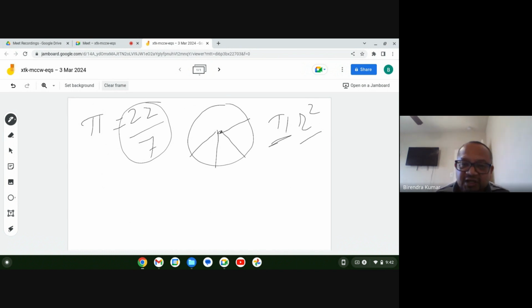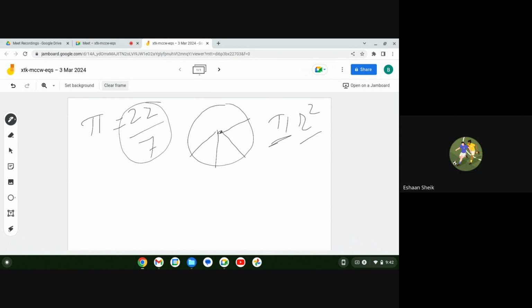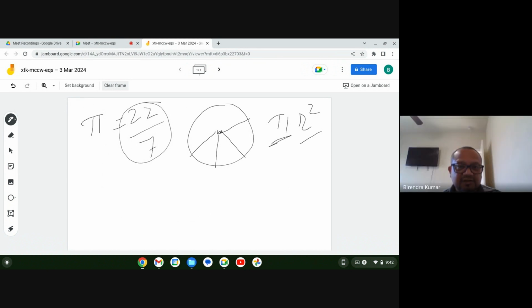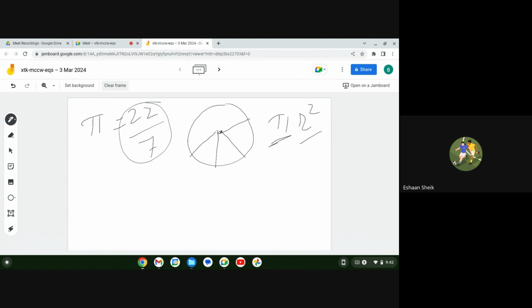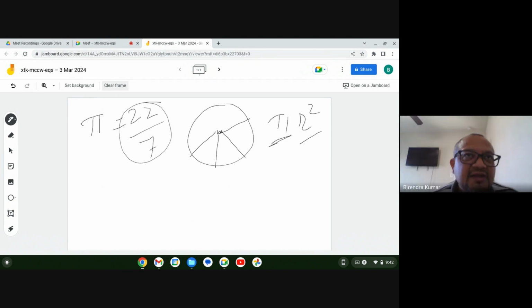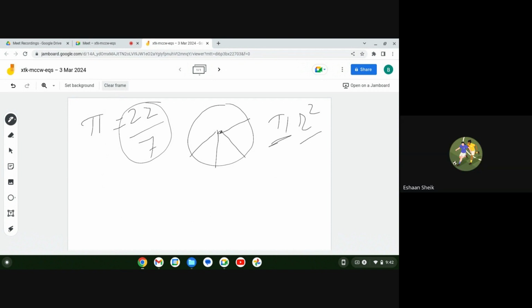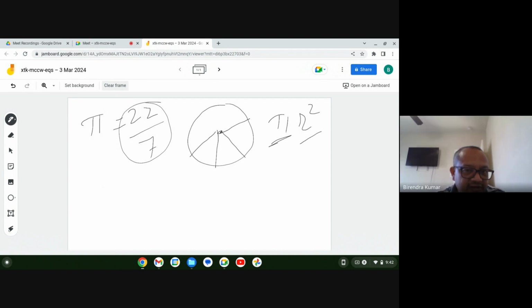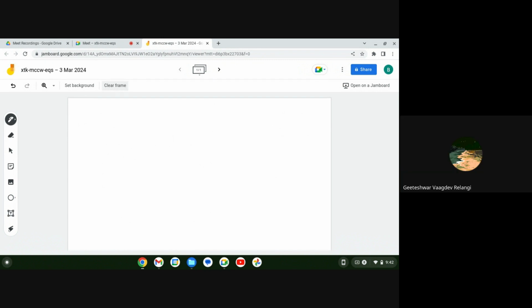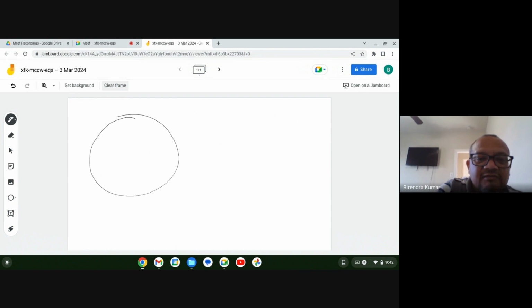How do you calculate the radius? I'll come to that. I'm saying you cannot imagine a triangle without three sides. You cannot imagine a quadrilateral without four sides and four angles. Likewise, you cannot dream of a circle without a radius. Clear?